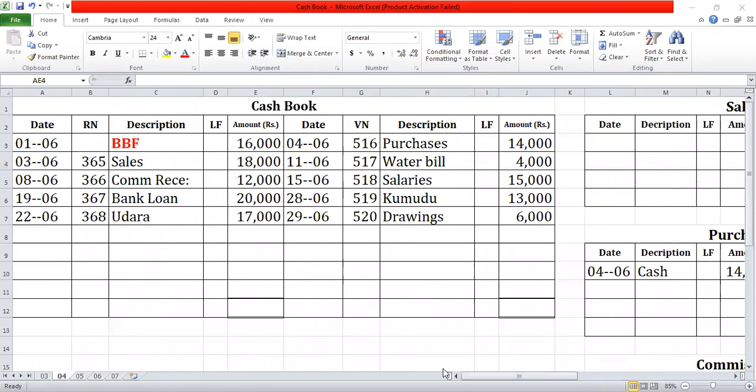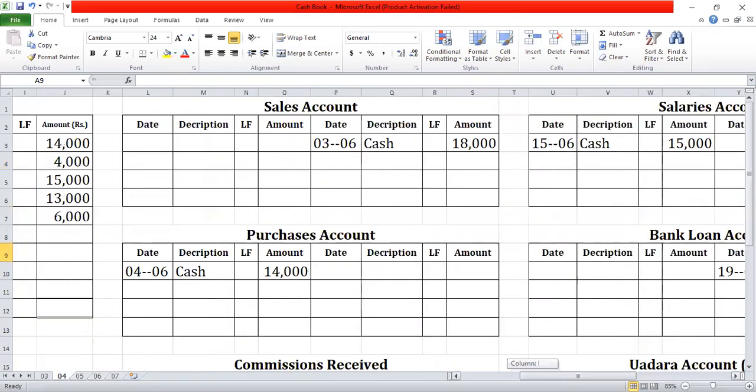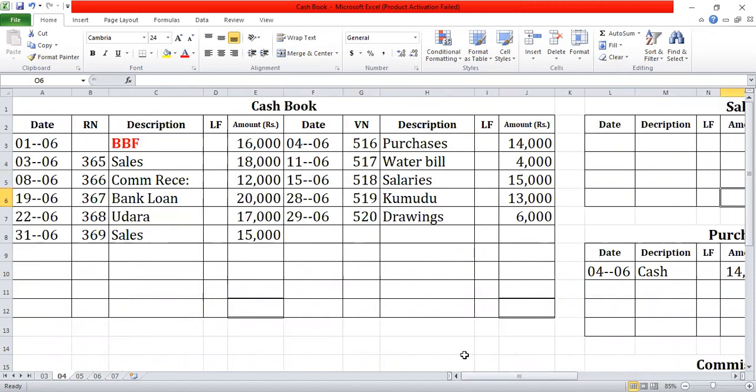The last transaction, 30th June. It's a receipt. 369 is the receipt number. Once again, it's a sale worth 15,000. Okay. Cash book debit. I think we have opened an account for sales. Use the same account, because all these transactions have taken place in a single business. Cash. Amount 15,000. Okay, good. So this is how we have to post the information to the ledger accounts.